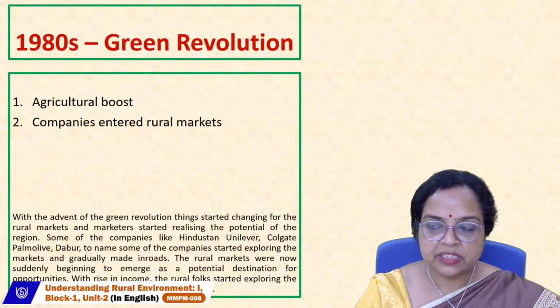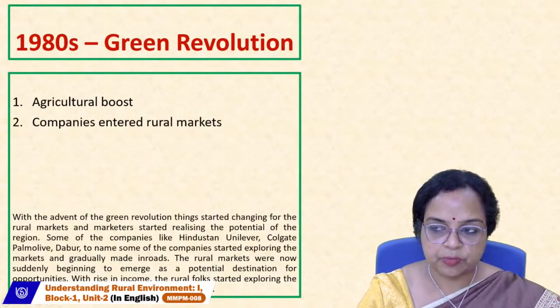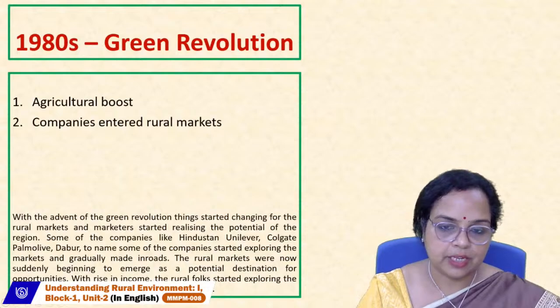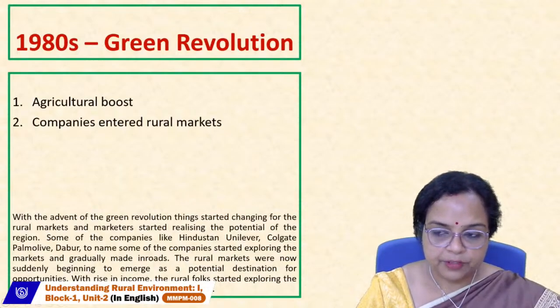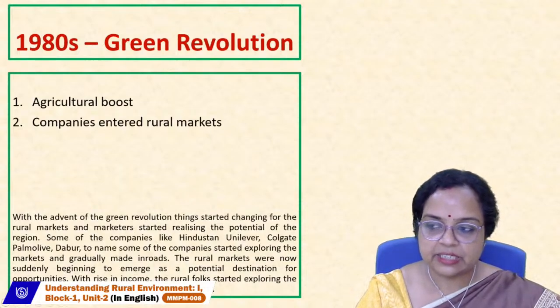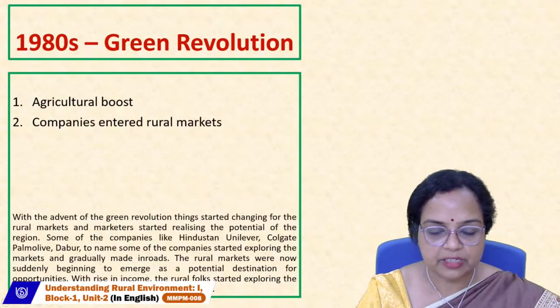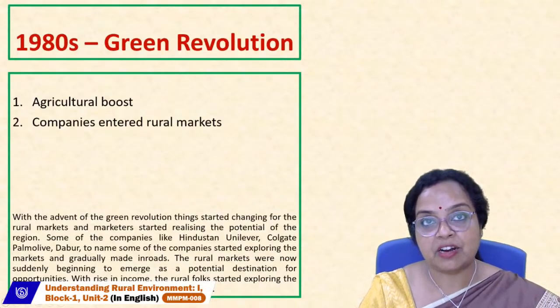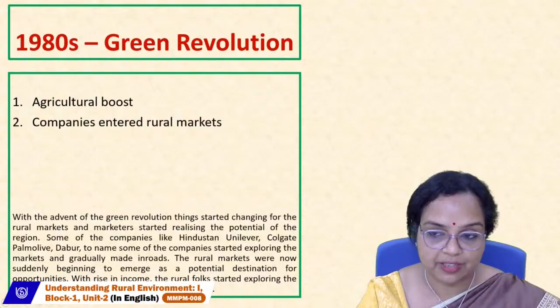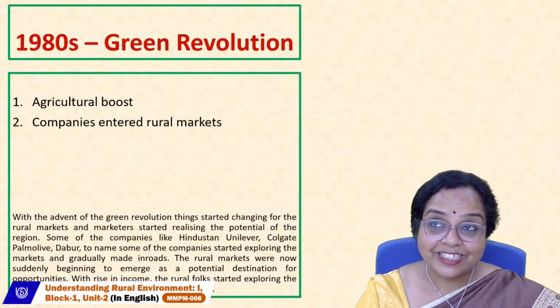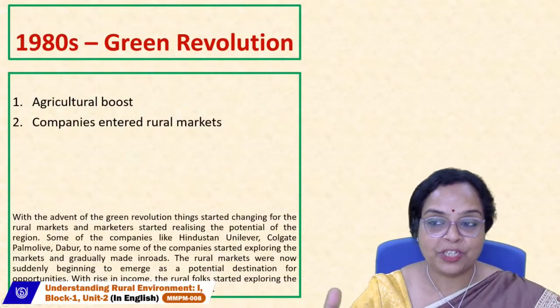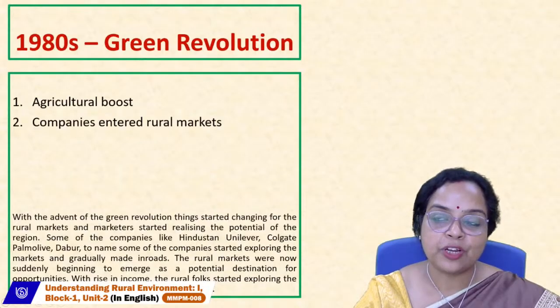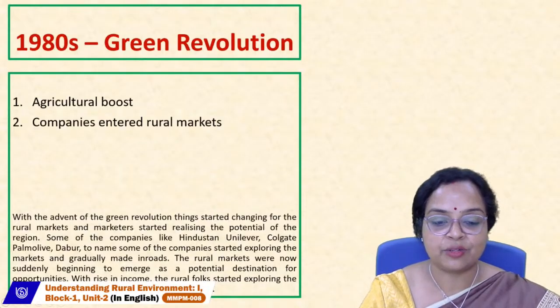During the phase of 1970, there was a restriction on selling channels. Slowly, during the 1980s, the Green Revolution happened. So there was more production on agricultural land. When there was more production, they started looking for options to sell that. This made a transformation in rural markets. So companies started entering the rural market.